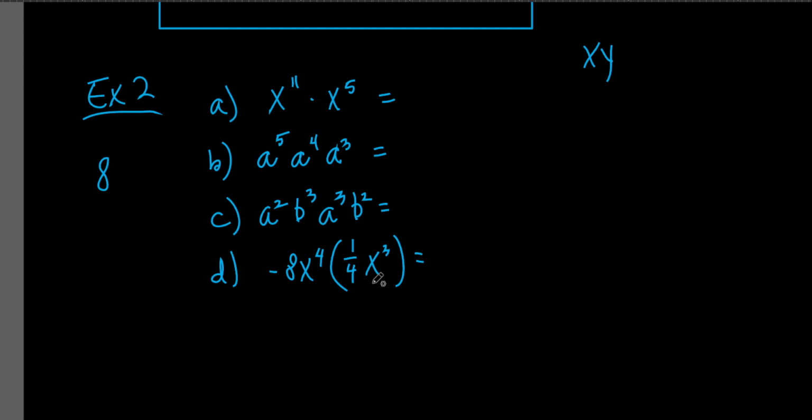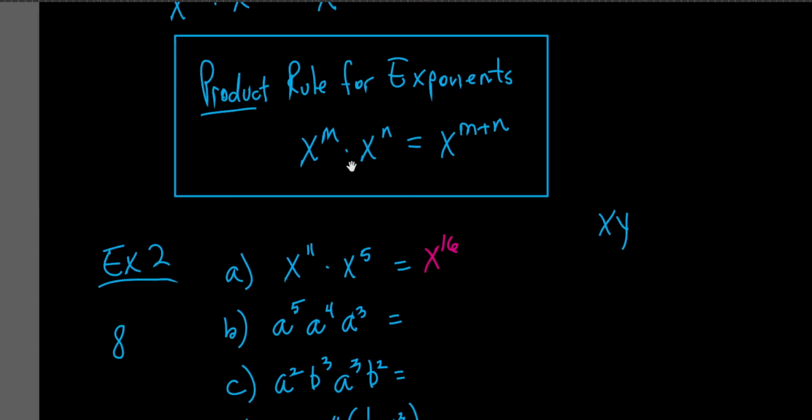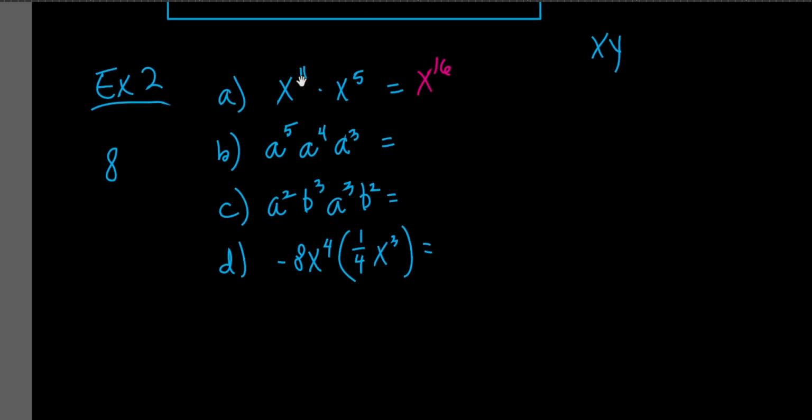So it's negative 8x to the 4th, 1/4 x cubed, in parentheses. All right, what'd you get on part A? To the 16th? Yep, very good. Why is it not 55? I thought it was multiplication. But that is not the product rule for exponents. That's right, it's not the product rule for exponents. The product rule for exponents says when you multiply with exponents and you have the same base, that's a key, then you add the exponents. Okay, so you're adding the exponents. Everybody got that? Yeah.